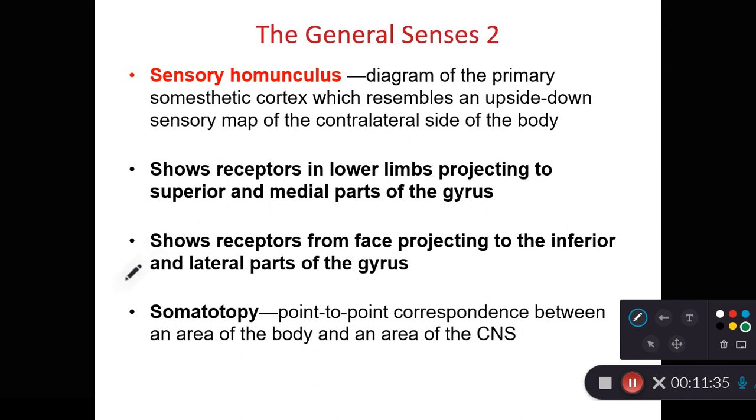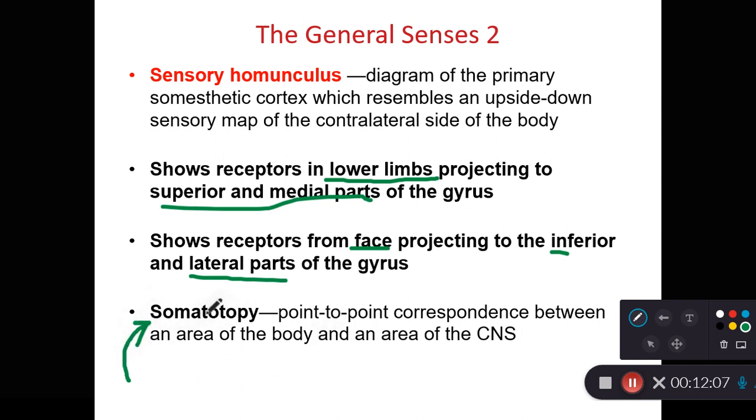So what does this show us? Generally speaking, it's a good way for us to know what part of the primary somatosensory cortex is going to be responsible for processing information from a certain part of the body. So we have lower limbs that are going to go to the superior and medial parts of the gyrus. The face is going to be on the primarily lateral and inferior margins of the gyrus. And as we look at this process, there's a phenomenon known as somatotopy.